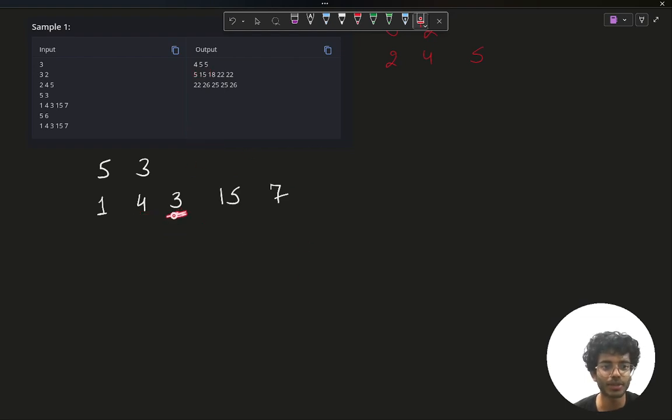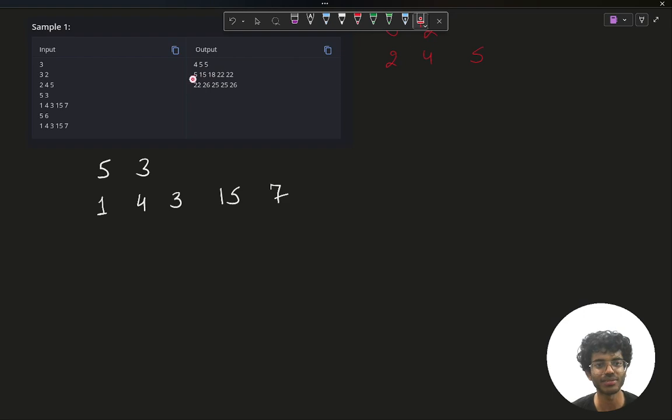If he's starting from here, he can rob this house, go right, and rob this house as well, so he'll get 18 coins in 3 days. If he's starting from this house, he'll rob this, go here, rob this. So he'll have 22 coins in exactly 3 days. Similarly, if he's starting at this house, he'll rob this house, go left and rob this house, and he'll have again 22 coins.